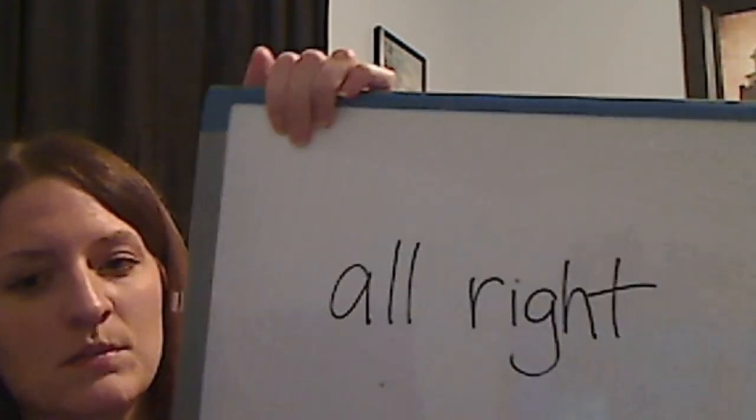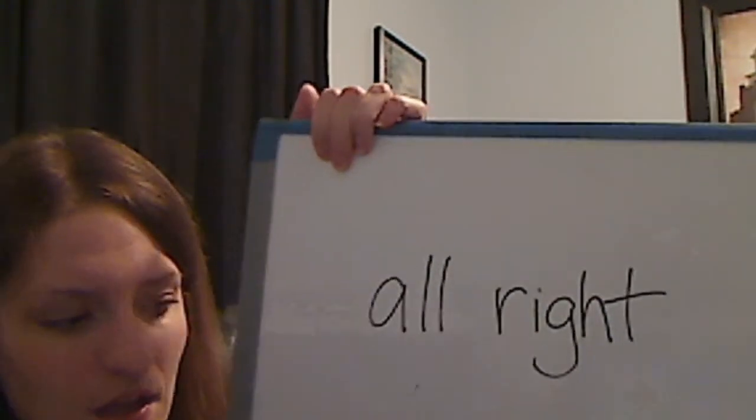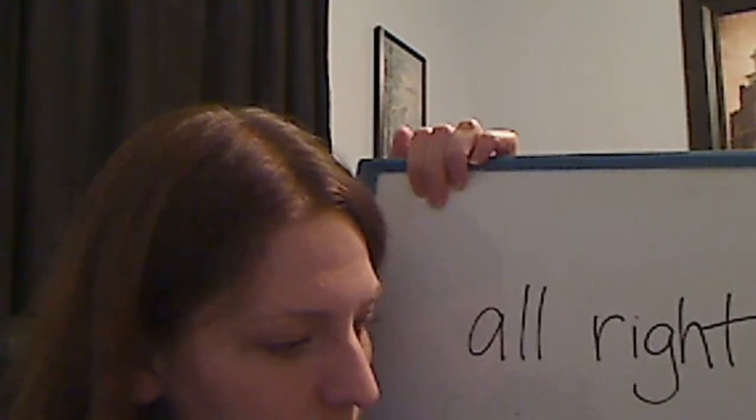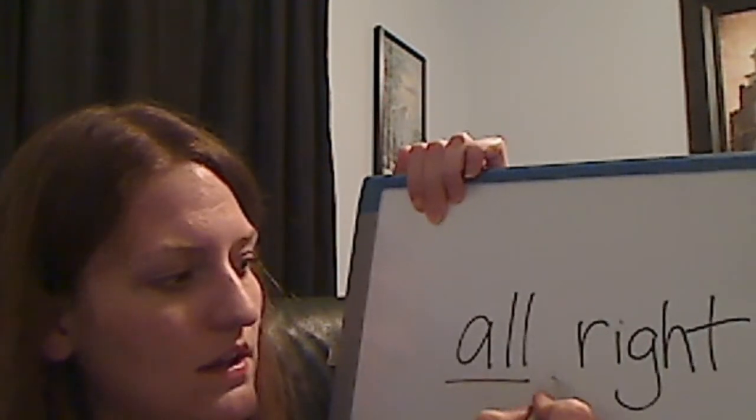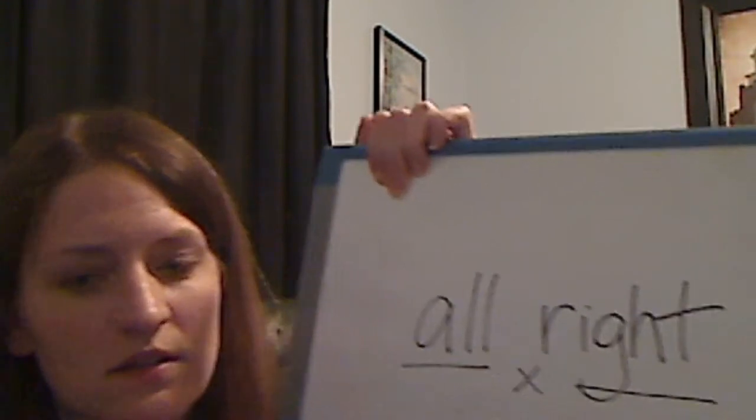And your last, nope, there's 3 more spelling dangers. The next one, all right. Sarah feels all right, even though she didn't get much sleep last night. All right. Okay, now this one is tricky because it's 2 words. So don't forget to spell all and then leave a space, right.